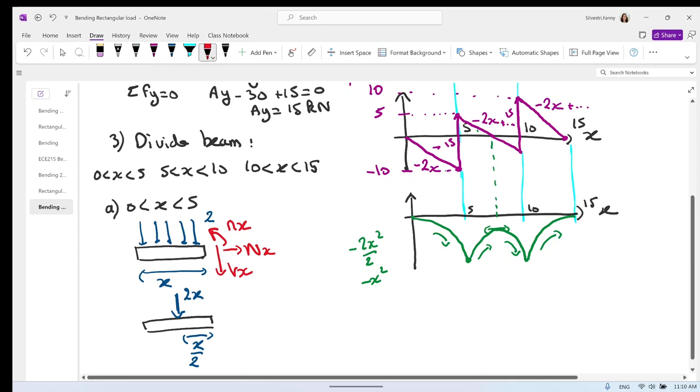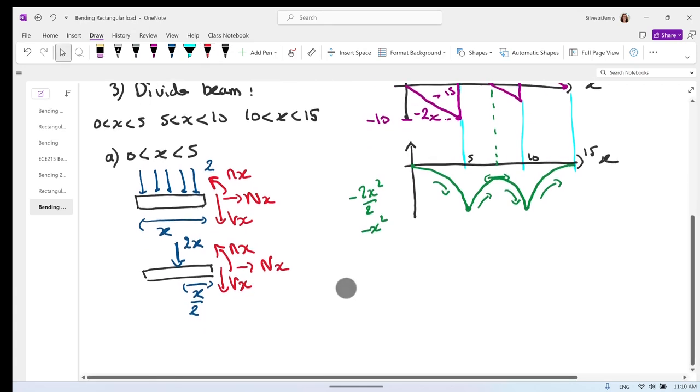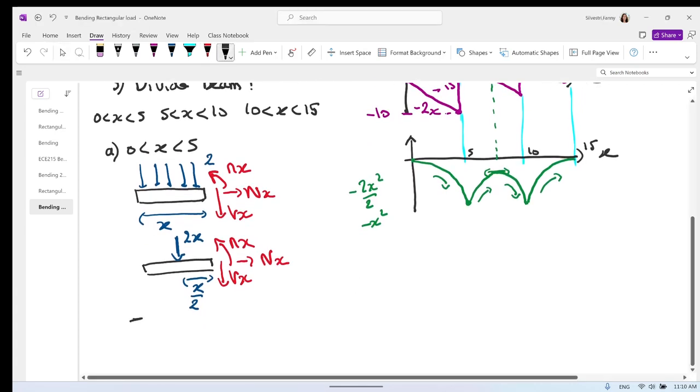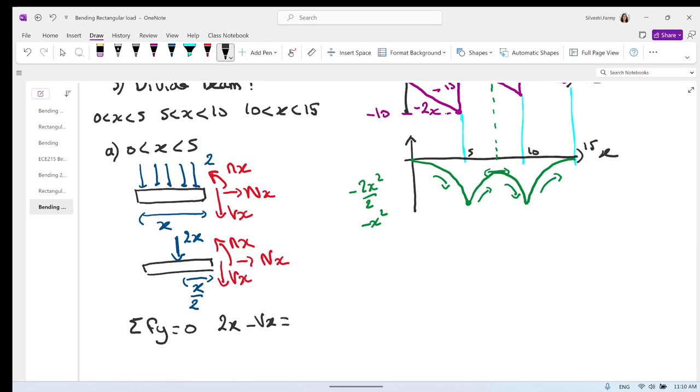And let me redo our unknowns Vx, Mx, and Nx. So we can do now the equations. Sum of the forces on y equals 0. We get minus 2x minus Vx equals 0. This is V1, okay? And this is about x. It's like a V1 of x. That's a function of x. So V1 of x equals, oh, I'm missing a minus, minus 2x, okay?